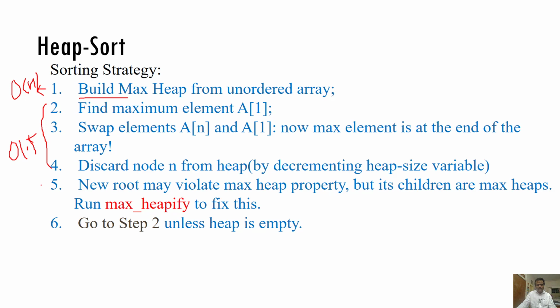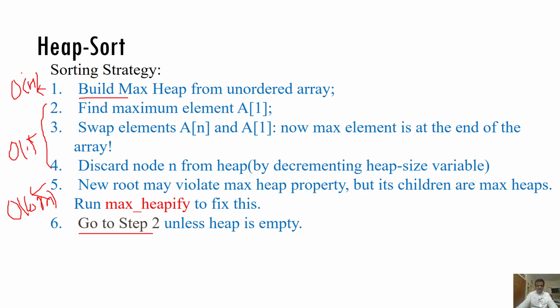And here we have again the maxipify call. So if the array size is n, this is log n, because it has to come down from the root to the leaf node, and then we have a loop here: go to step 2 until the array size becomes 1. So this is a loop of size n.